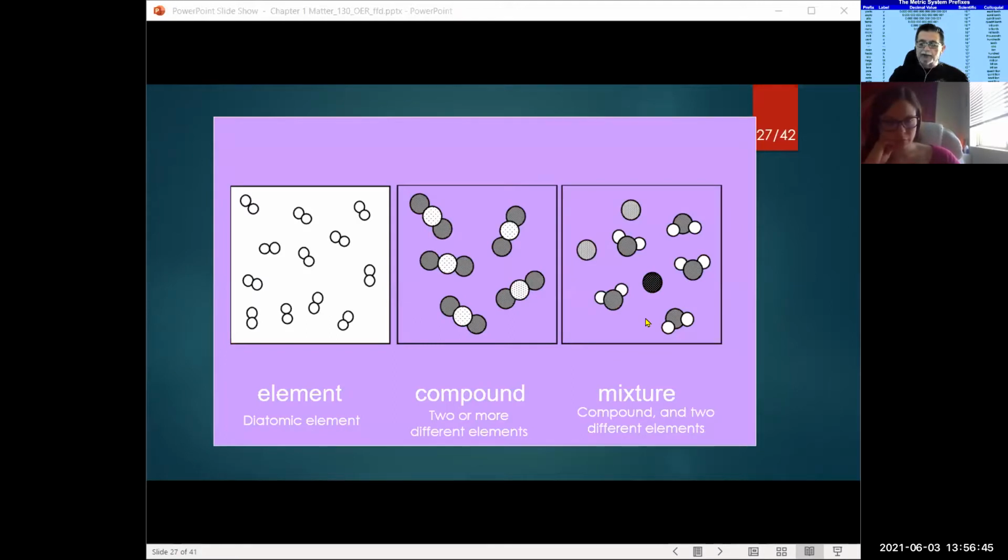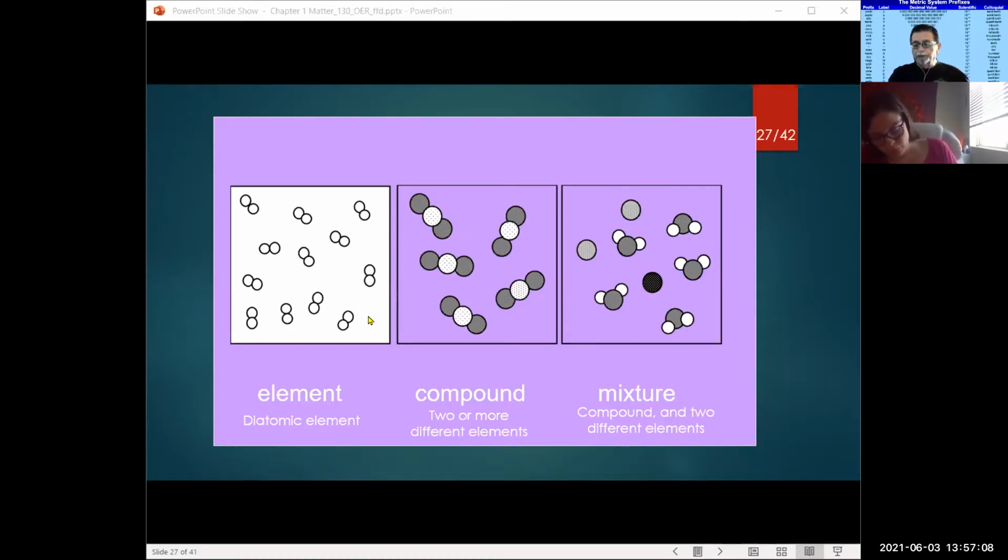Again, diagrams, we use those a lot. You can see in the far left, we have an example of an element, okay? And we say that because, first of all, the shape and the size are the same, and they're the same color, and there's two of them bonded together. So that's a good example of a diatomic element, a molecule of a diatomic element, okay?